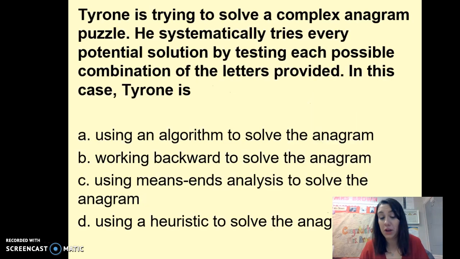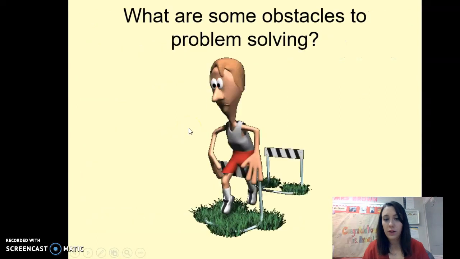So there you go. All right, here's a practice question. Tyrone is trying to solve a complex anagram puzzle. He systematically, which should be a key word, tries every potential solution by testing each possible combination of the letters provided. In this case, what is Tyrone doing? He's not using a heuristic, that's for sure. He's using an algorithm, right? Systematically tries each possible combination. So the answer is A. He's using an algorithm, okay?